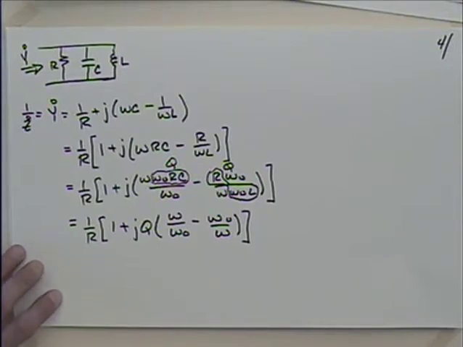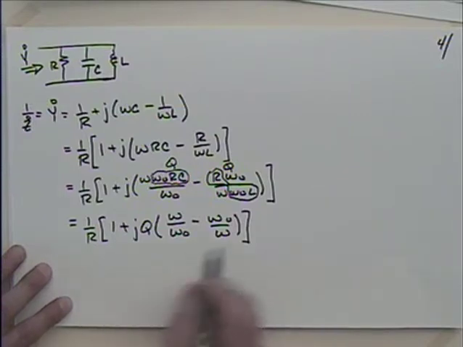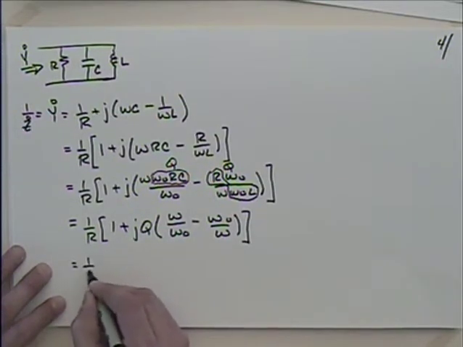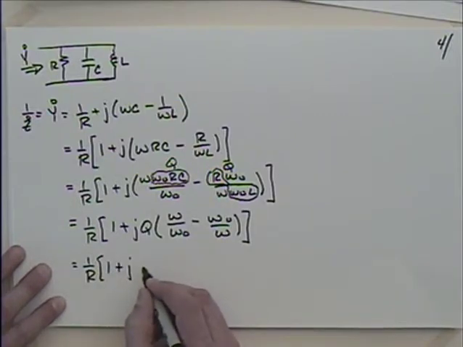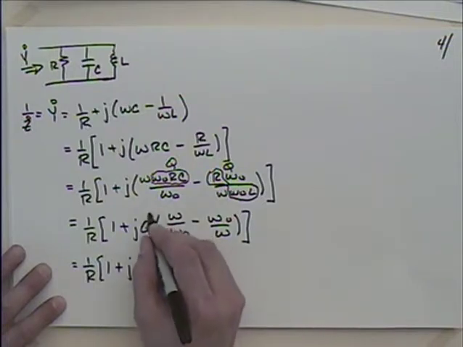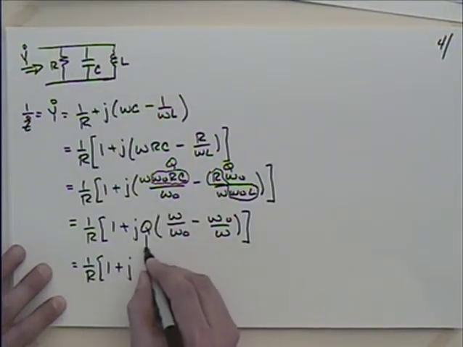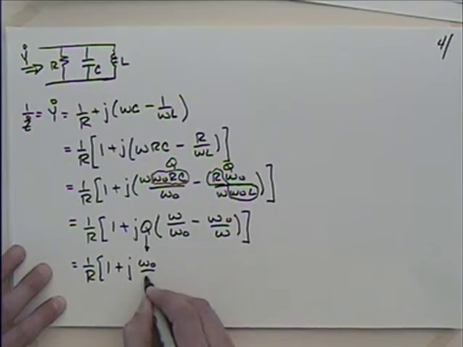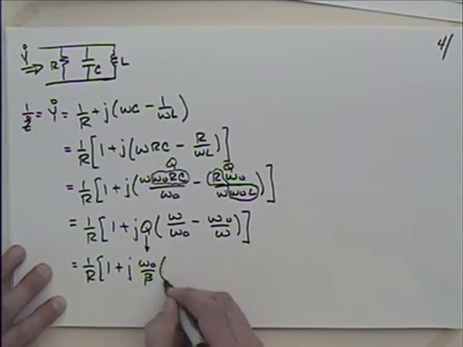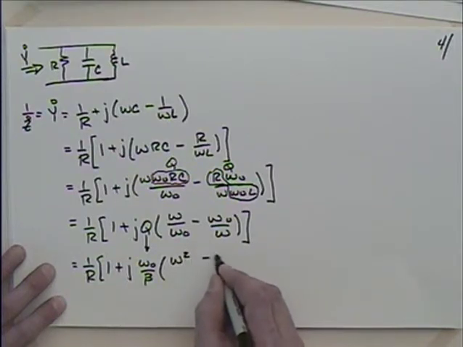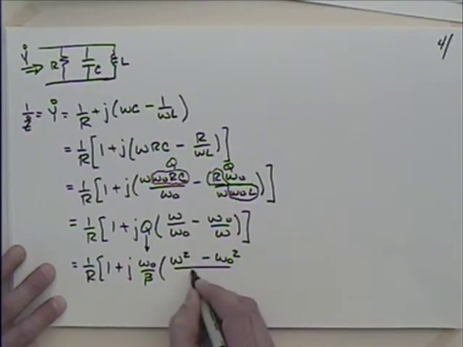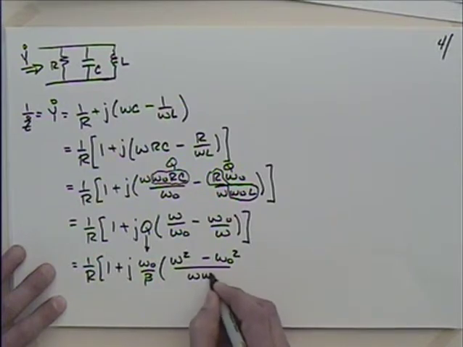And let's see, what could I do with that? I get a common denominator. So I'm saying that I have 1 over R times 1 plus J, and maybe we'll write this Q a little differently. Q, remember, that is really what? Omega naught over beta. So I'll say that's omega naught over bandwidth beta. And then if I get a common denominator, this is going to be omega squared minus omega naught squared divided by omega times omega naught.